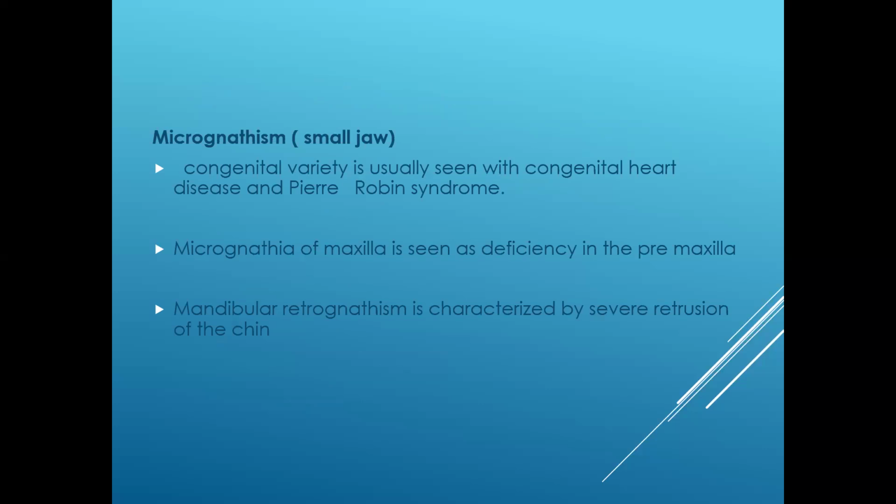Micrognathia, which is otherwise known as small jaw, is a congenital variety usually seen along with congenital heart diseases and Pierre Robin syndrome. Micrognathia of the maxilla is often seen as a deficiency in the premaxilla, and mandibular retrognathism is characterized by a severe retrusion of the chin.